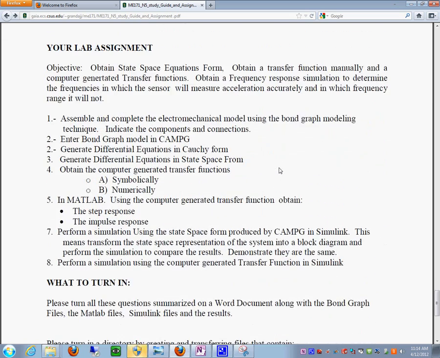What do you need to do? You need to obtain the state space equations in form, and also find this transfer function. I gave you the idea, this concept of the transfer function. Today we'll do a very detailed example on that to illustrate that some more. And here I would like you to assemble the electromechanical system, enter the bond graph model and generate the equations, all with a program, symbolically and numerically, and find out step and impulse response using MATLAB.